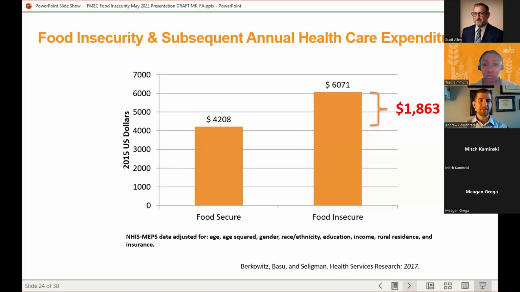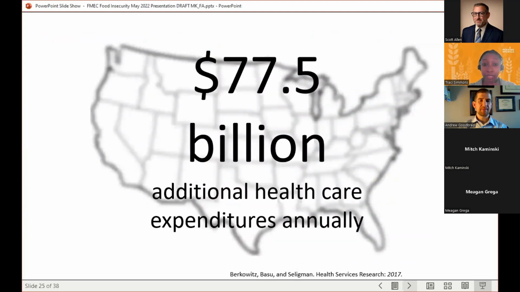This graphic here is really just to show the individual burden that food insecurity has on healthcare expenditures. In 2017 or 2015, the individual who's facing food insecurity expended an additional $1,800 in healthcare costs compared to those who did not experience food insecurity. And collectively, this is about $77 billion in additional healthcare expenditures.